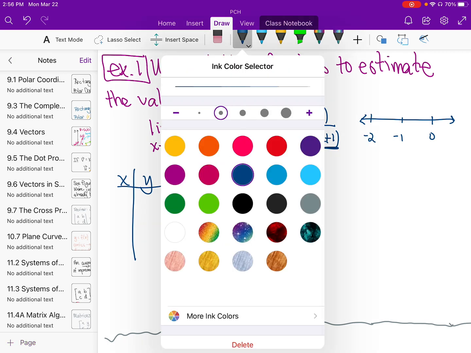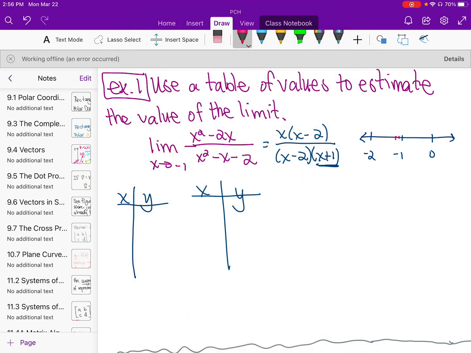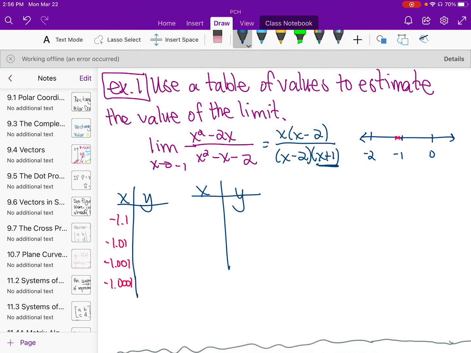So I need to think about what kind of values, if I'm talking about -1 from the left, I'm talking about these values that are getting really close. So that would be like -1.1, -1.01, -1.001. I'm going to go even further because I want to make sure I can see a pattern in the y values. Sometimes I need to be all up on top of that -1 value to see the pattern in the y values. You could do more. You could do -1.00001 if you wanted to, just to be extra cautious and make sure you're seeing that value.